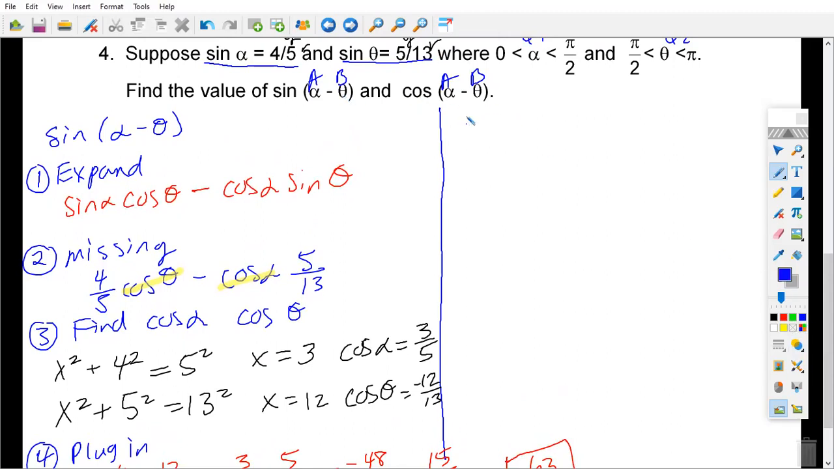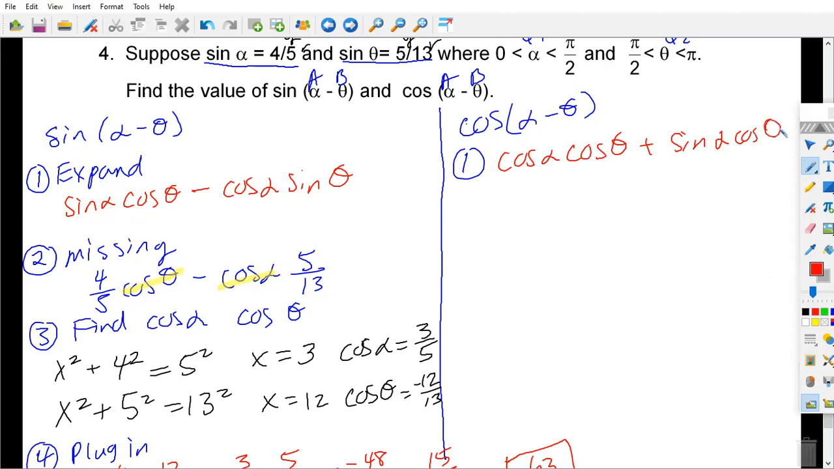So on this side, we don't have to do the middle step because we already know everything. You just gotta plug in. We already found everything. The cosine of alpha minus theta. So this expands to what? Cosine alpha times cosine theta plus sine alpha sine theta. Remember, O means opposite. Okay?